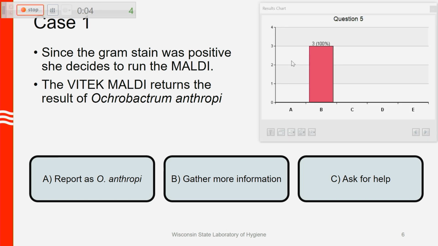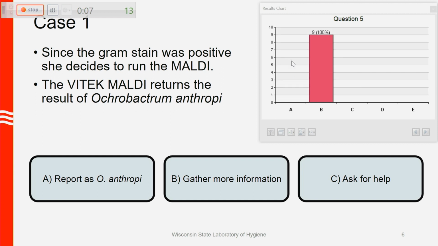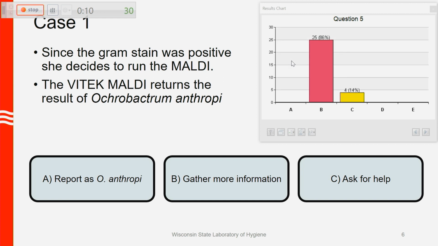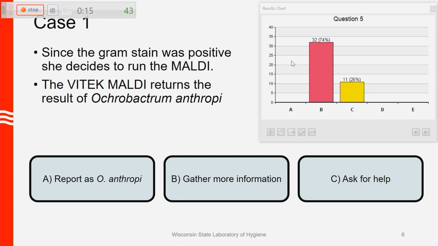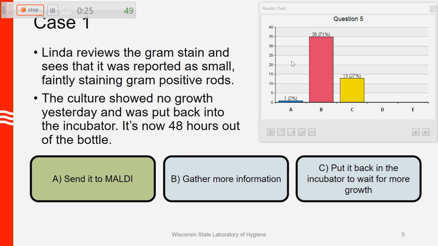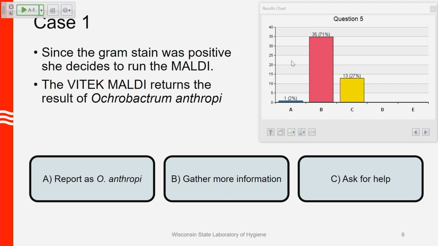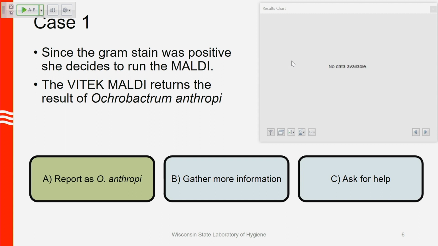Should she report it as O. anthropi, gather more information, or ask for help? Well, I think I did miss another slide there. Yeah, I'm going to go back. Sorry, some key information here too. She reviewed the gram stain. The culture showed no growth yesterday. Okay. So she decided to report it as Ochrobactrum anthropi in this case.